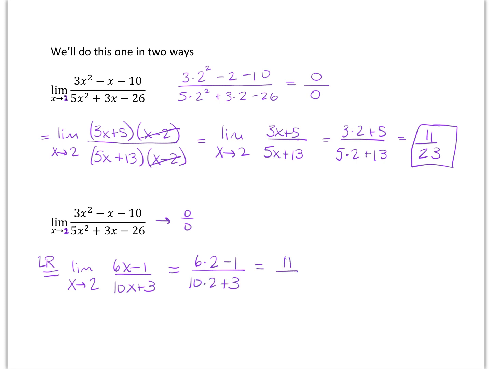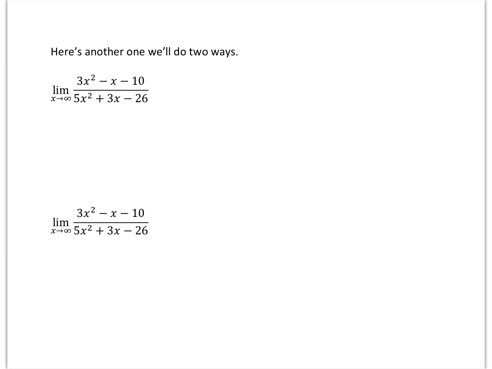Which is 11 over 23, right? Same thing I got up here, 11 over 23. And this is called L'Hopital's rule. Here's another one we can look at two ways.